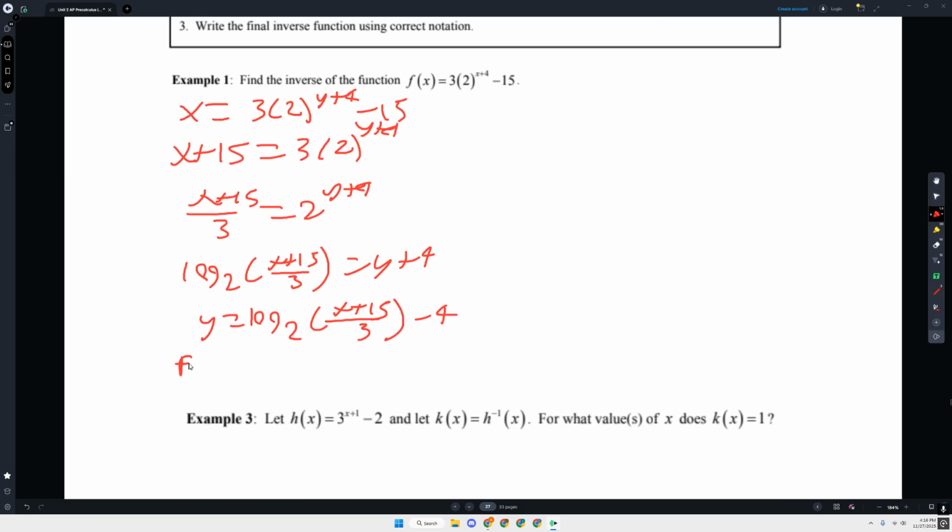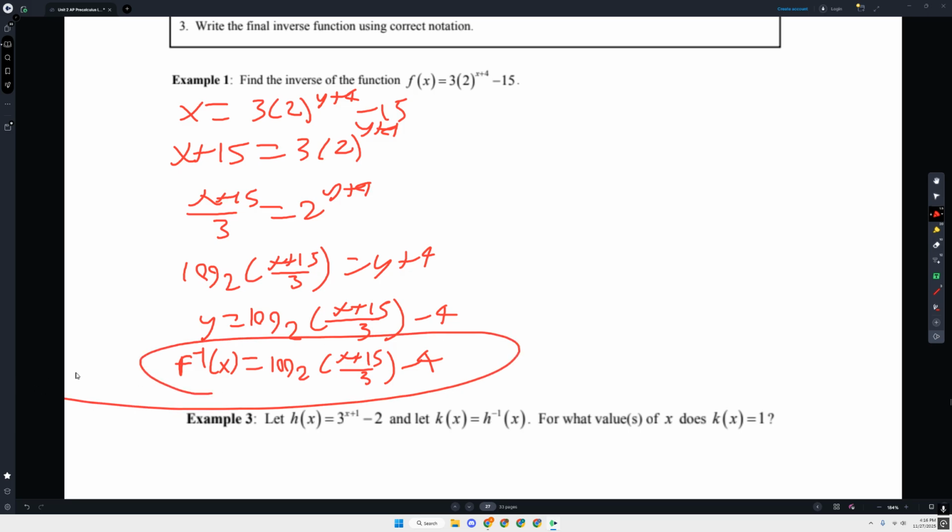And we can write it in inverse form, so this would be f inverse of x is equal to log base 2 of (x plus 15 divided by 3) minus 4. And that's our final solution.